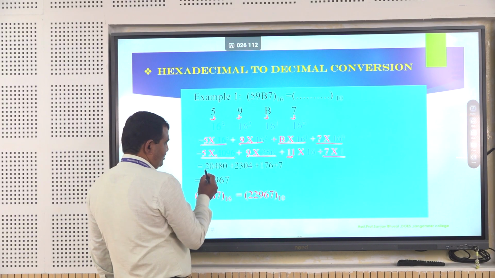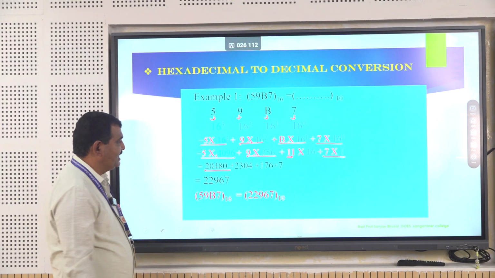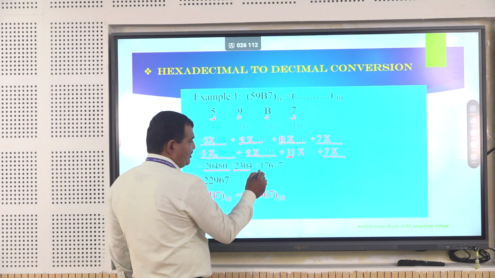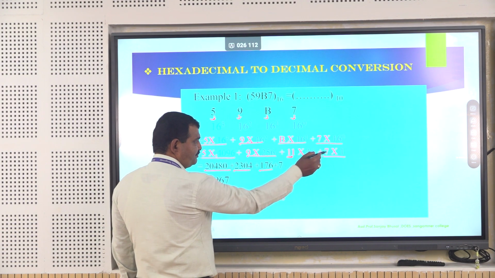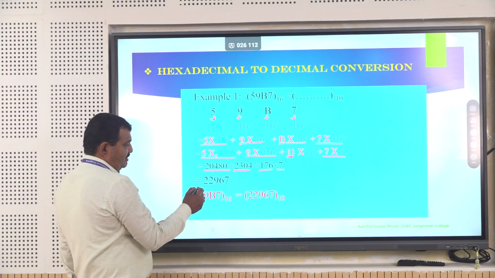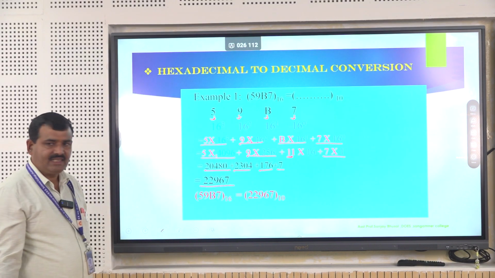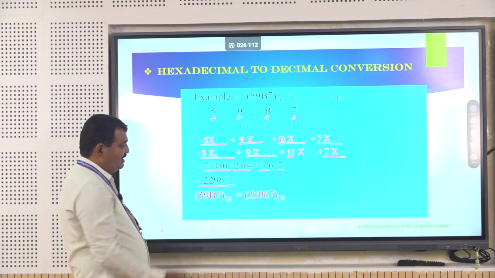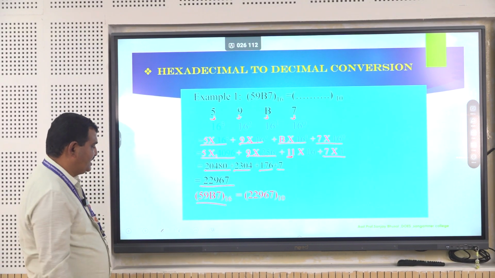So, the first term, 5 into 4096, becomes 20,480, 9 into 256 becomes 2304, 11 into 16 becomes 176, and 7 into 1 is equivalent to 7. After adding these we get 22,967 as the decimal equivalent for the hexadecimal number 59B7.